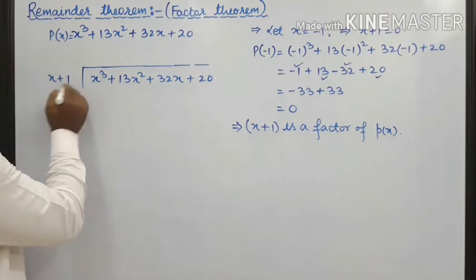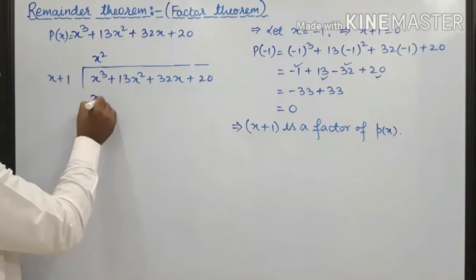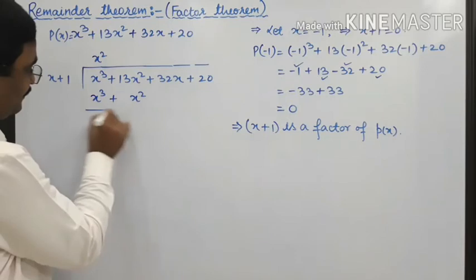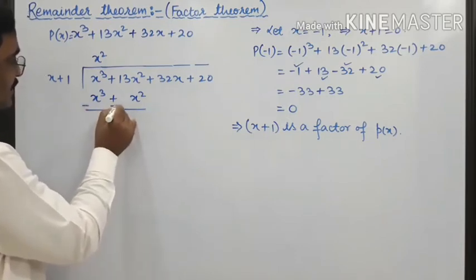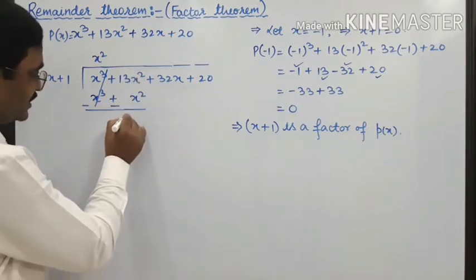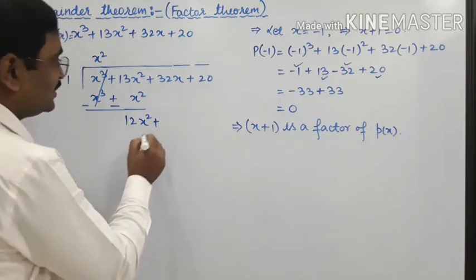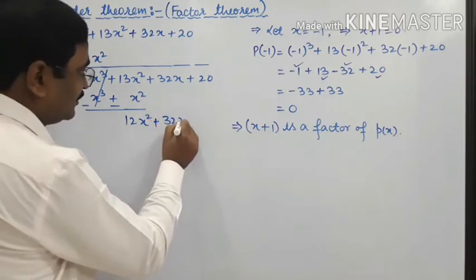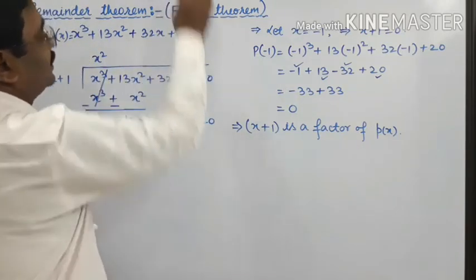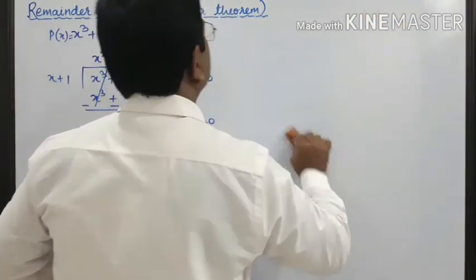So this first term is divided by x square into x is x cube, x square into 1 is plus x square. Now subtract it, this is cancelled. 13x square minus 1x square can be written as 12x square plus 32x plus 20. These terms also we have written over here, right? Now let us carry forward this division.